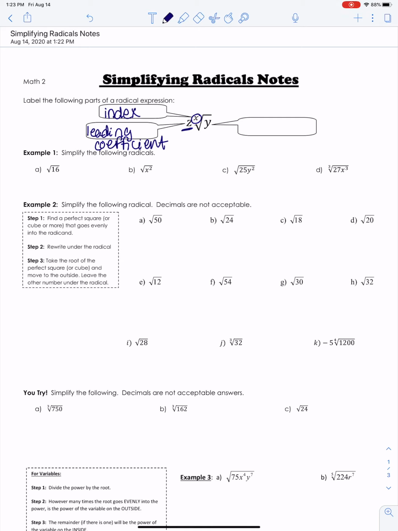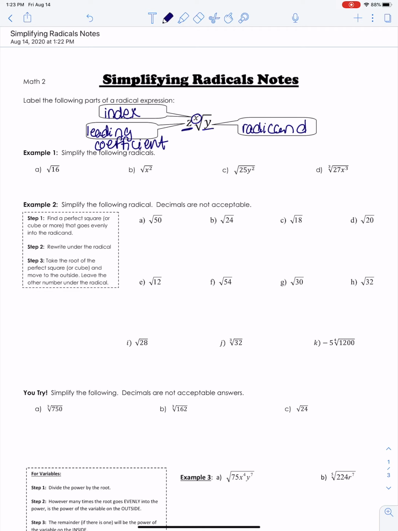That is telling you what kind of root you're taking. Now, if you look down to example 1, you can see that there's no number there, which means you're just taking a square root. So no index is just a square root. And then the number inside the radical, that is called our radicand. Okay, so let's get into examples.